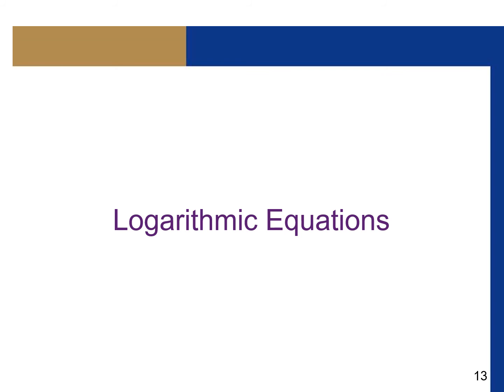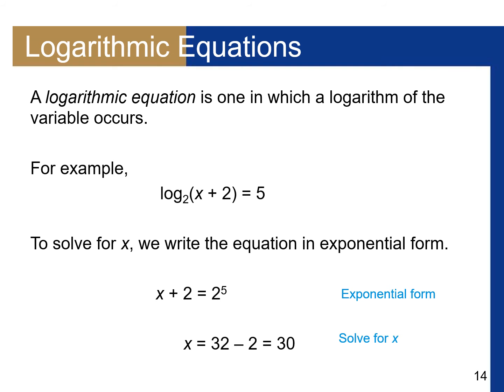Okay, let's look at some logarithmic equations. A logarithmic equation is one in which the log appears on both sides. Last time we started with the exponent, this time we're starting with the log. If we want to solve for x, we write the equation in exponential form. So we want to take 2 to the 5th equals x plus 2. We know 2 to the 5th is 32, then 32 minus 2 will equal 30.